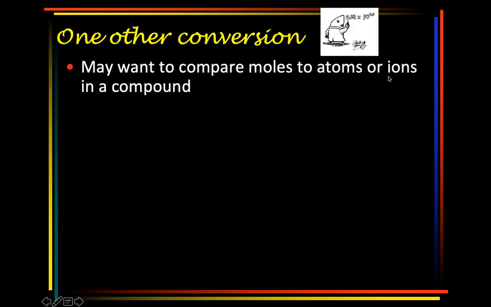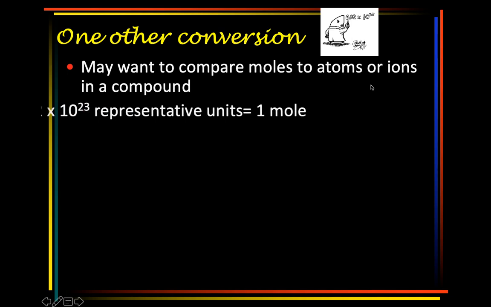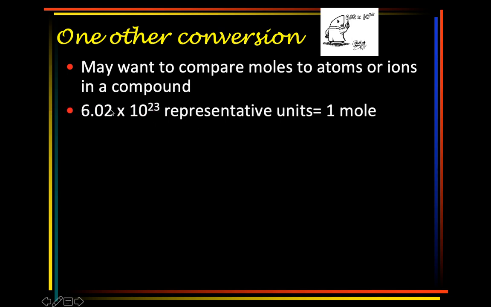What if we want to know about atoms or ions in a compound? So we don't want to just stop at atoms, right? Like atoms if it's an element. But what if we have a compound and we want to know how that compound splits into atoms or ions? We know that there's 6.02 times 10 to the 23rd representative units in 1 mole. Well, there could be some number of atoms in 1 representative unit. Now, if it's an element, then it would just be atoms. You're done. But what if that representative unit is splitting up into atoms?